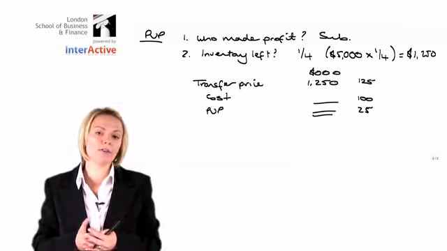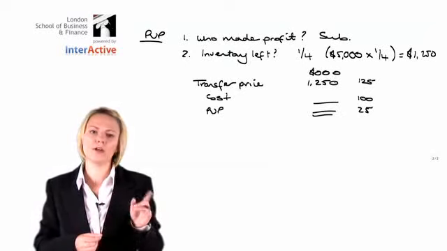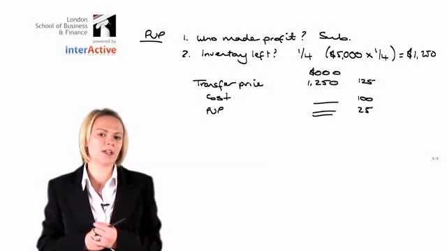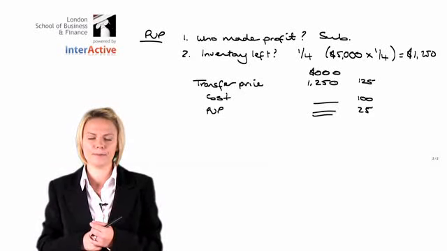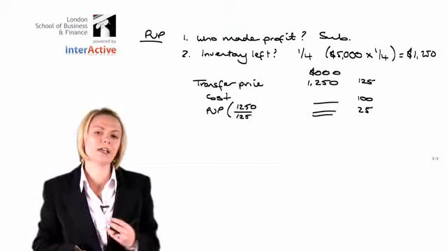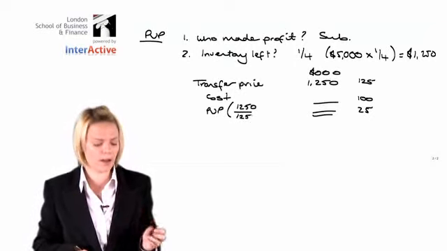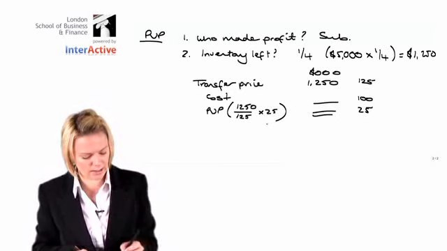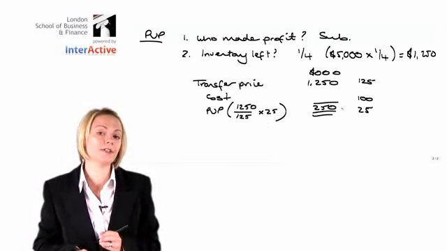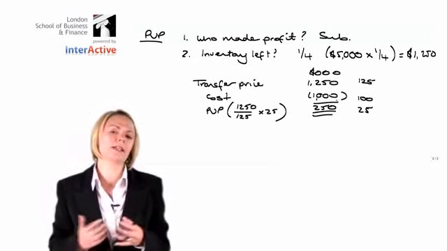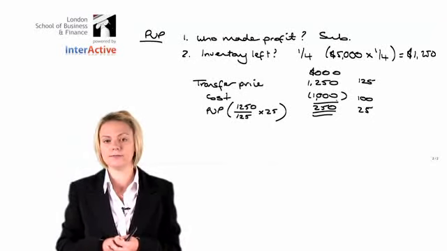So, why don't you have a go at calculating the PUP yourself? Pause the recording whilst you're doing that, and then unpause the recording when you're ready to go through the answer. So, PUP then, 1,250 transfer price, divide it by 125 that it relates to, times it by 25, and that's going to give you 250 as your PUP, which means the cost as a balancing figure must be that $1 million.